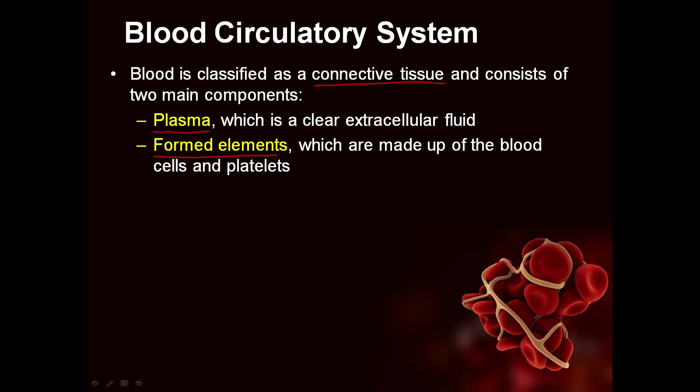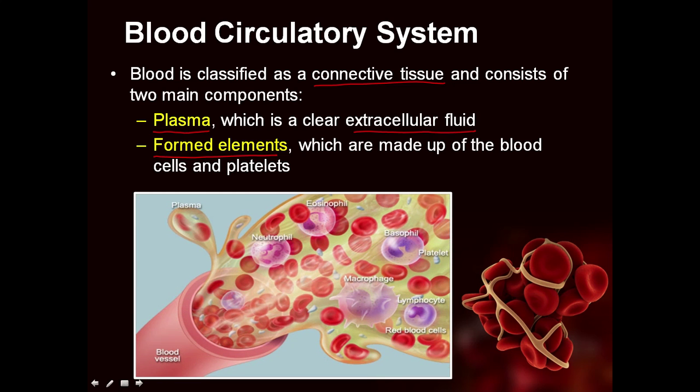Plasma is the clear extracellular fluid, and the formed elements are made up of cells and platelets. And you can see here in the diagram the plasma along with the cells which are suspended in the plasma.